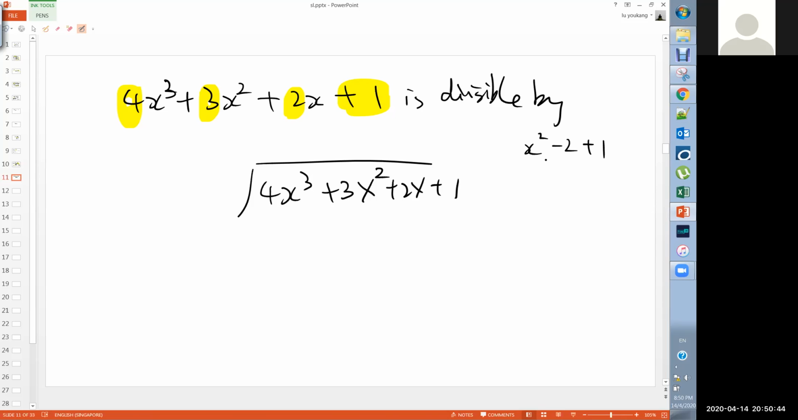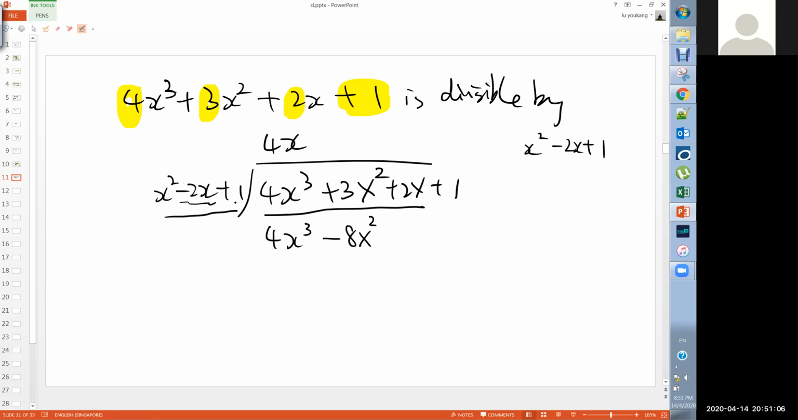This question might not be valid. I must tell you, because I just think of it spontaneously on the spot, so it might not be valid. So what you do is you just start with this. So this one will be 4x, so you get 4x cubed. So this one minus, so it's minus 8x squared. This one is 1 times 4x, plus 4x. Then this thing, so basically it's minus.